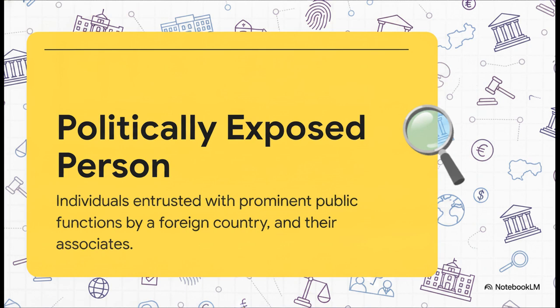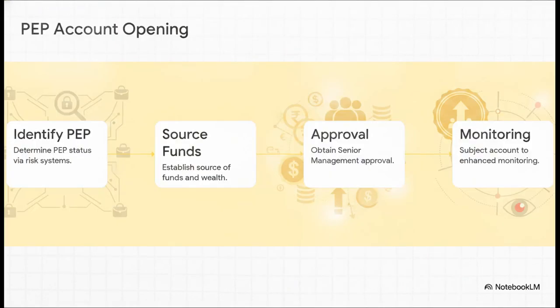by a foreign country. We're talking heads of state, senior politicians, senior government, judicial or military officers, and senior executives of state-owned corporations. And here is a vital detail you absolutely cannot overlook. This rigorous definition extends to the family members and close associates of these individuals too. Because of their powerful positions, opening an account for a PEP carries significantly higher risk and requires 4 strict steps.